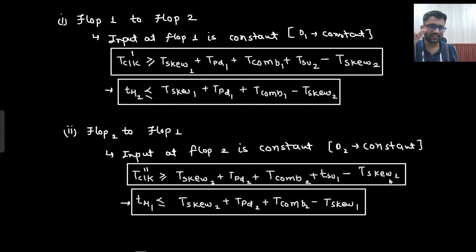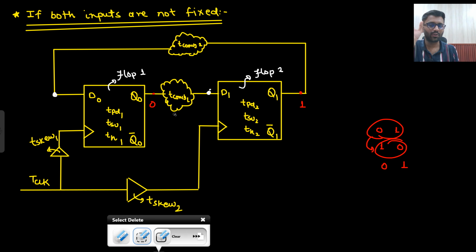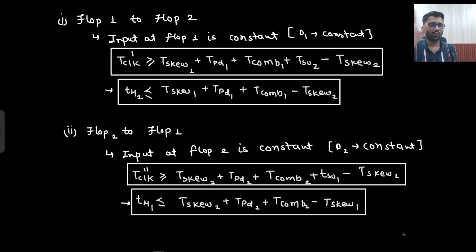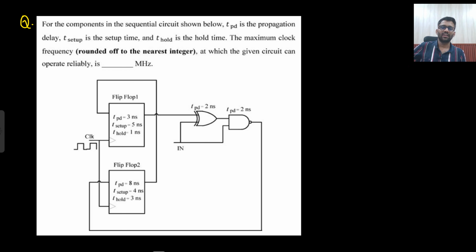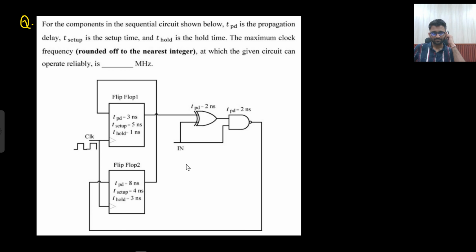They can simply ask this final expression, and that you need to write, and that I have told you how to write. Okay, because we know that there are two paths, so we will follow both of the paths, flop 1 to flop 2, flop 2 to flop 1. So this was the question that was asked in GATE 2020, I guess. Okay, so let's solve it.